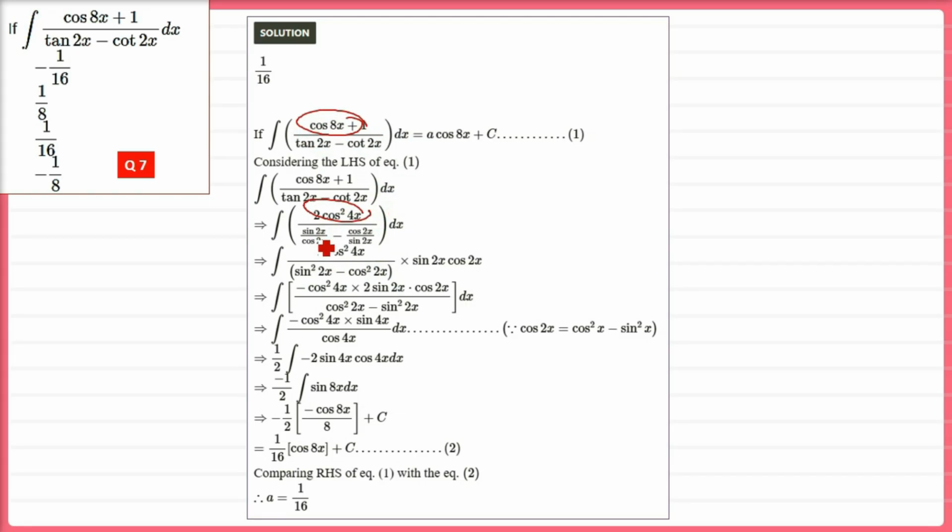There is a lot of integration being performed here, along with a lot of trigonometry which is utilized, especially the cos 2x sin 2x formula. Then we have to equate it with a cos 8x. So a has come as 1 by 16, which is option C as the answer.